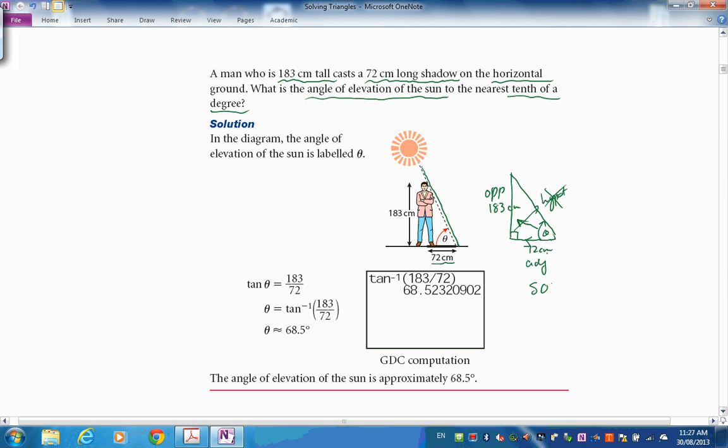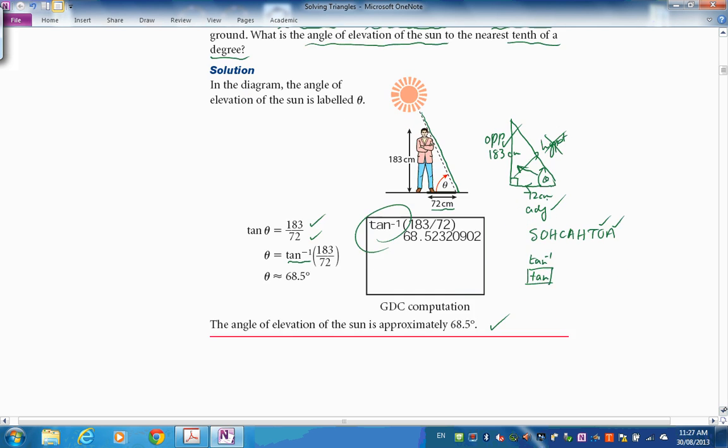So under SOHCAHTOA, we've got tangent again, because we're working with the opposite and the adjacent. So the tangent of theta is 183 over 72. Inverse tan on your calculator, tan neg 1. You go to the tan button, on most calculators tan neg 1 is the second function tan key, and you then get that to the nearest tenth of a degree. So they're interesting problems, aren't they? Exciting work in right-angled triangles there.